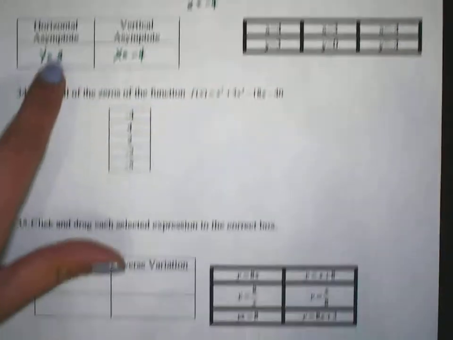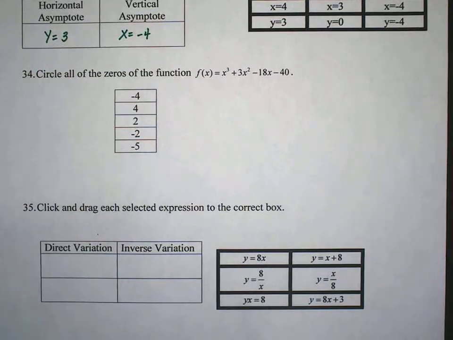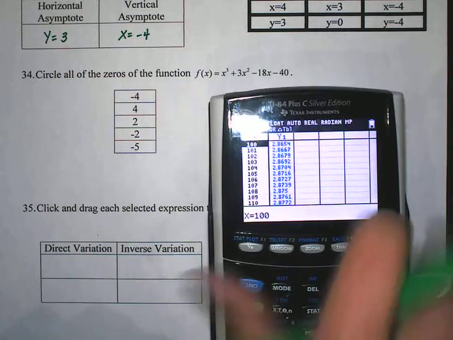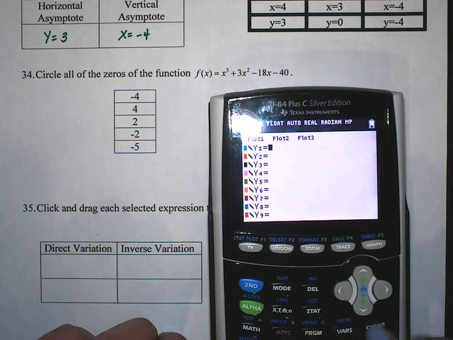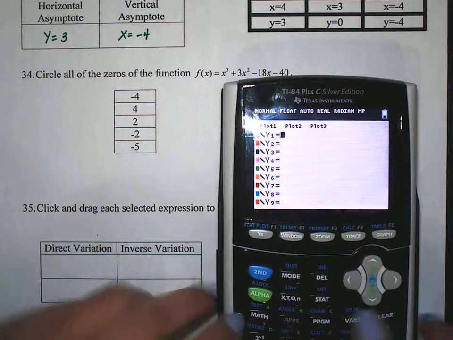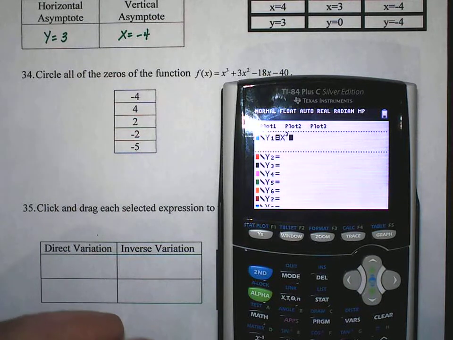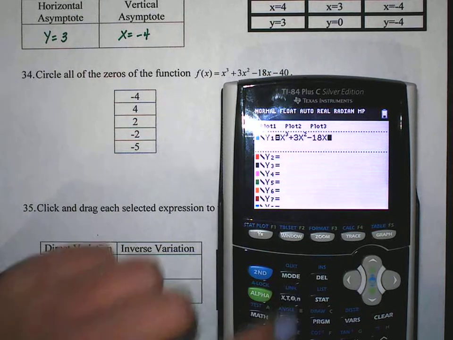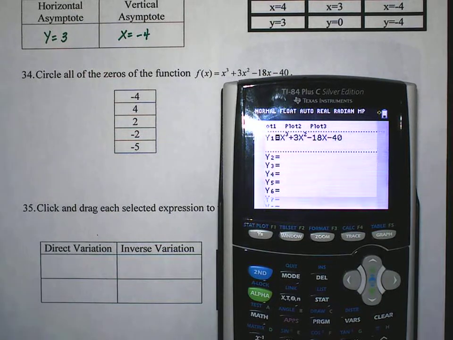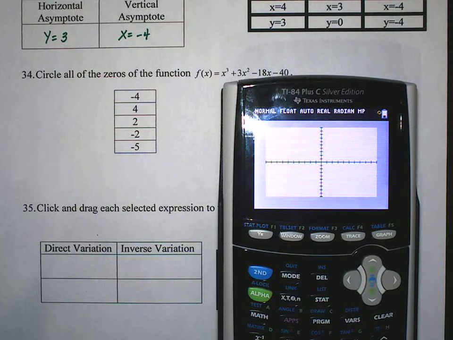Alright, 34. Circle all the zeros of the function x cubed plus 3x squared minus 18x minus 40. So again, we're going to go ahead and graph this on our calculator. Okay, this is really good practice for your SOL. So we're trying to look for the easiest way to get your answer. Alright, remember zeros just mean x-intercepts.